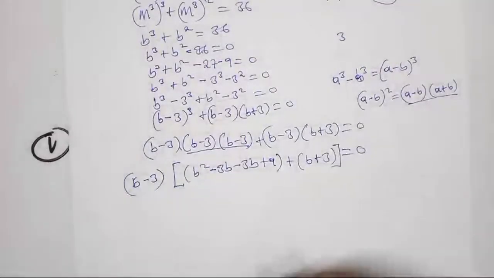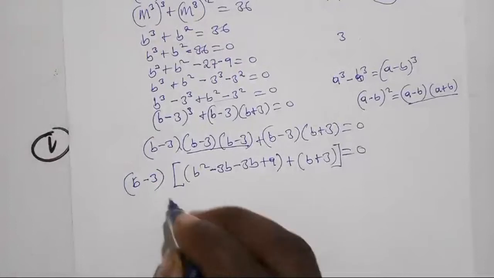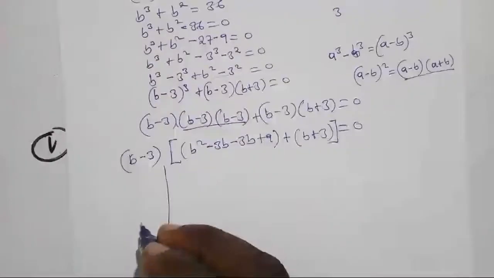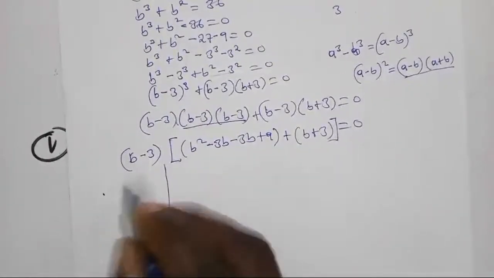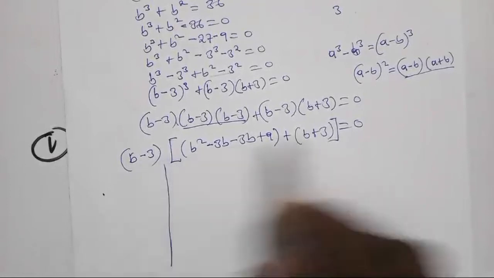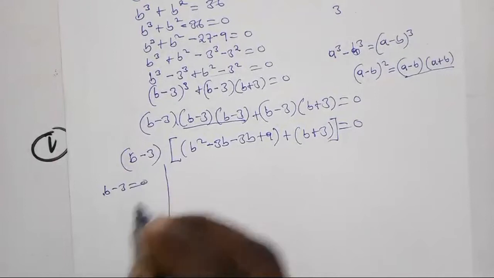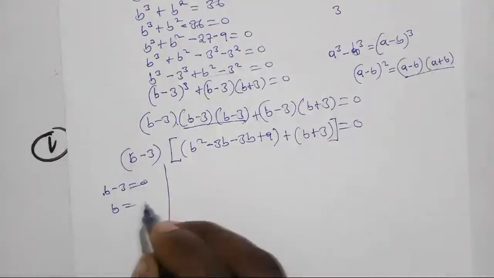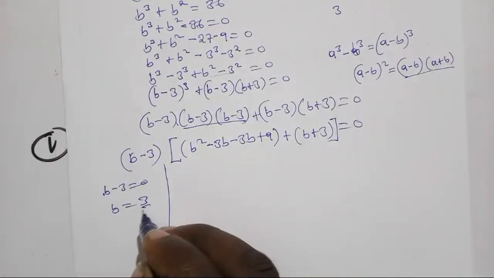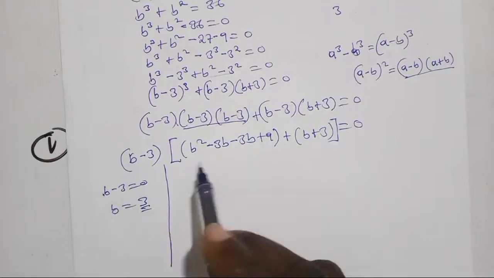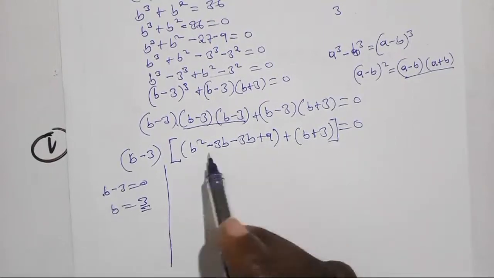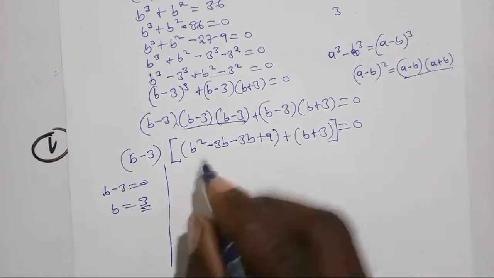Then close square bracket. Then here we can say, we can equate every equation to be equal to 0. So we have to equate this one, b minus 3, to be equal to 0, in which b will be equal to 3. So this is our first solution here.